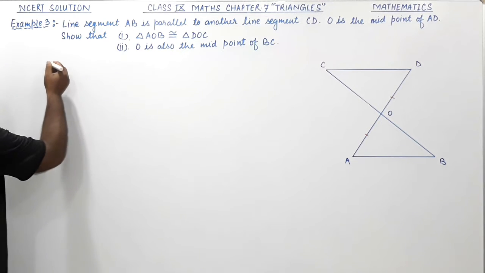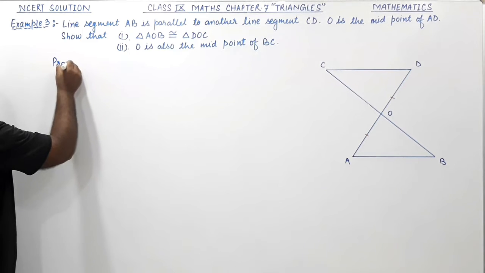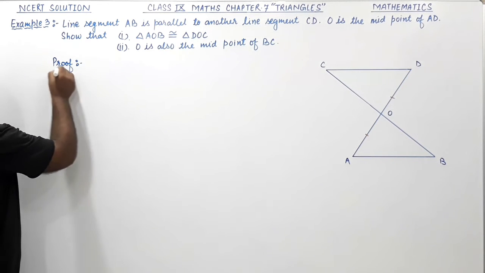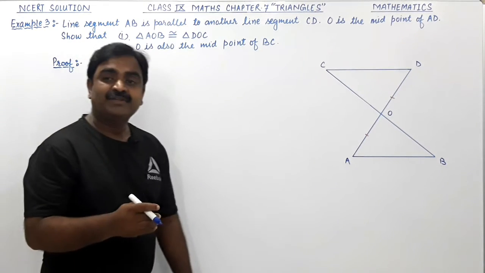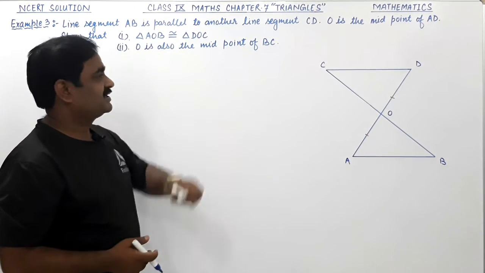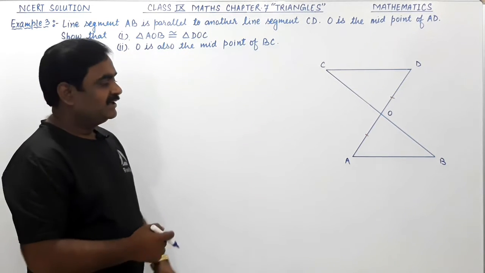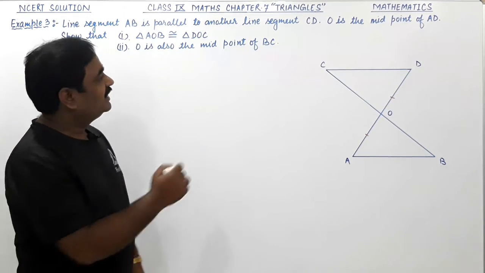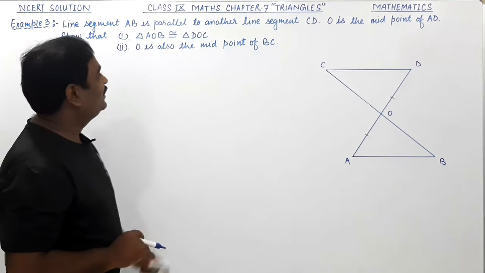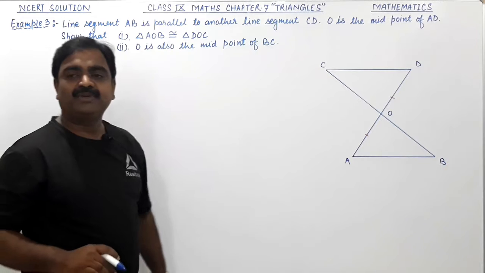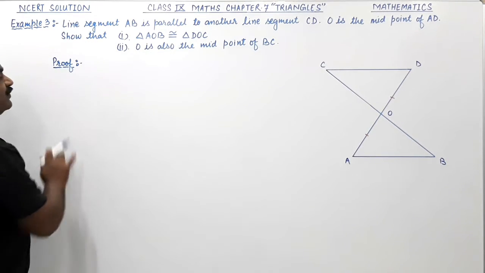In the proof, what is given and what is to be proved is written. In the given, you need to write that AB is parallel to CD, AD is joined, BC is joined, and O is the midpoint of AD. After that, in to prove, you have to write these two things. Now let us see the proof of this.